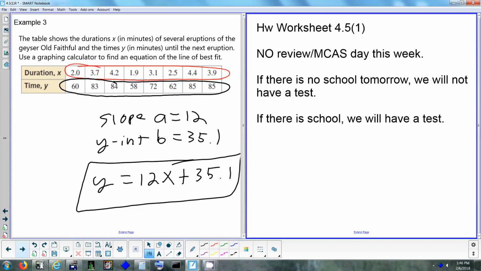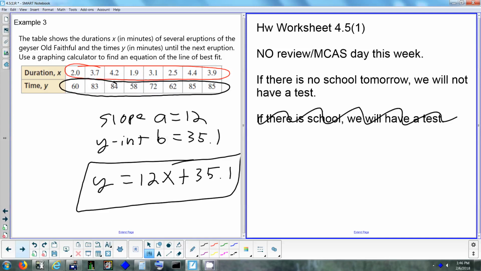So I'm gonna have you guys try one more, but just a reminder, the test is gonna be on Friday. If we have an early release tomorrow, we will have to just cancel the MCAS question. Or if we have no school tomorrow, same thing, we will cancel the MCAS question. We would still have a test on Friday, Thursday would just not be a review day.